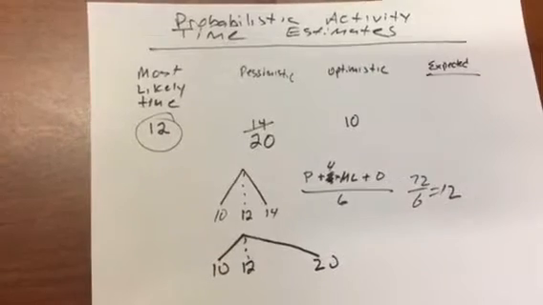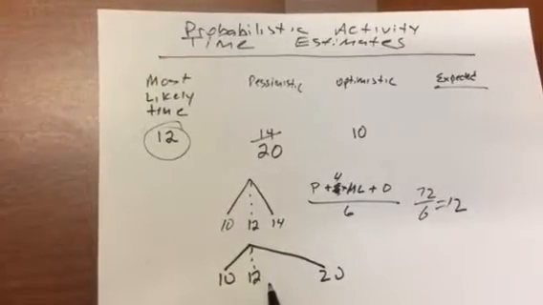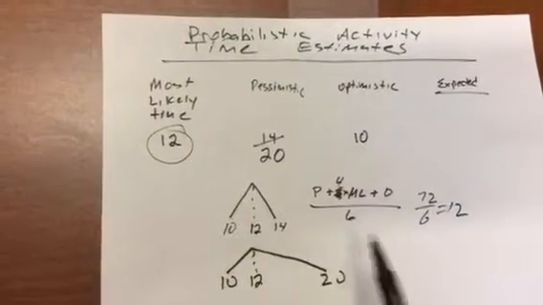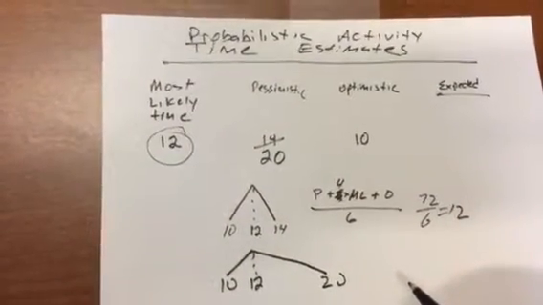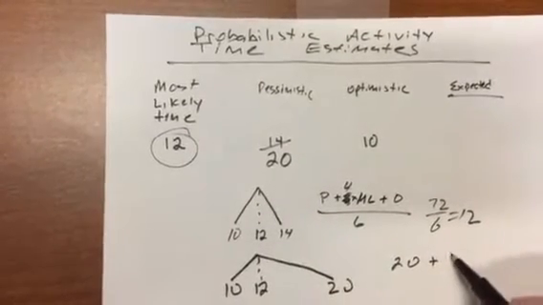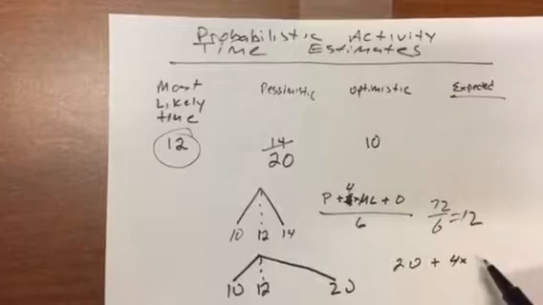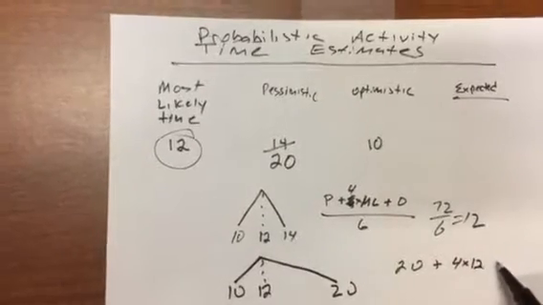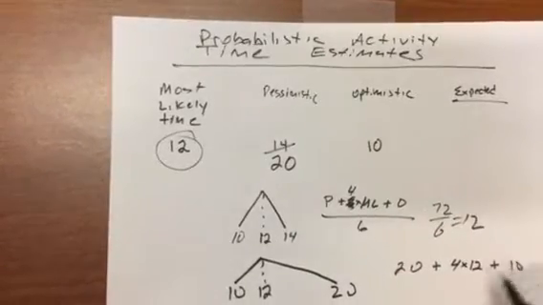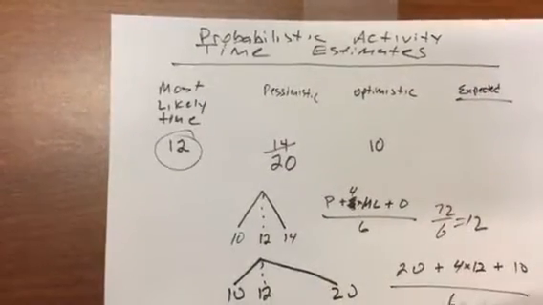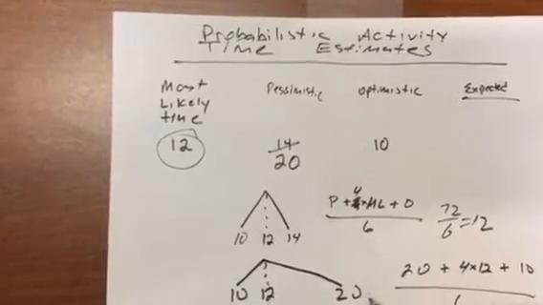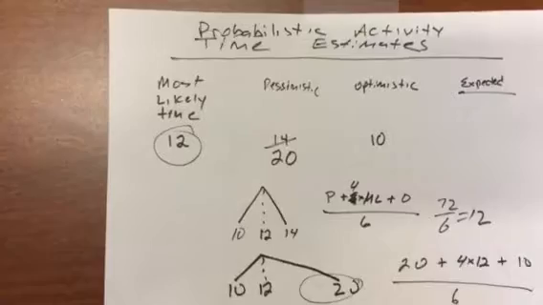So now the average is not going to be 12 anymore. This is when we really need to use this formula. We take the pessimistic time of 20, plus 4 times 12, plus the optimistic time of 10, and now we divide that by 6. Just by looking at it, I know that's going to be more than 12, because I've got this stuff out here that I've got to deal with.